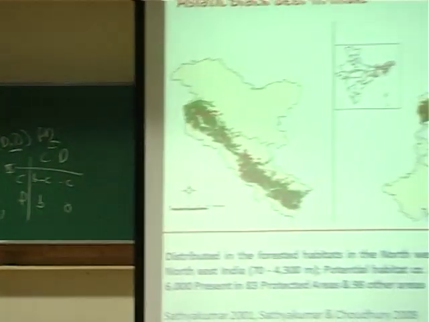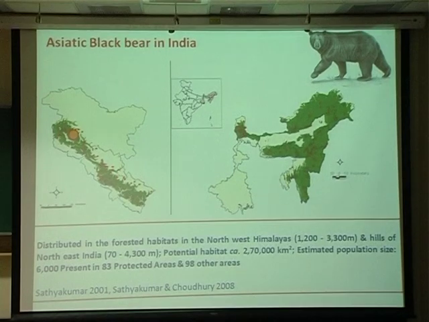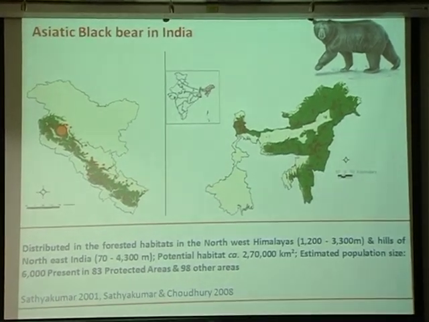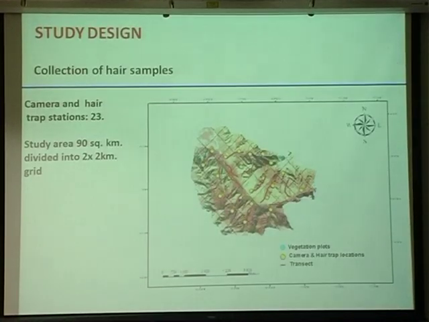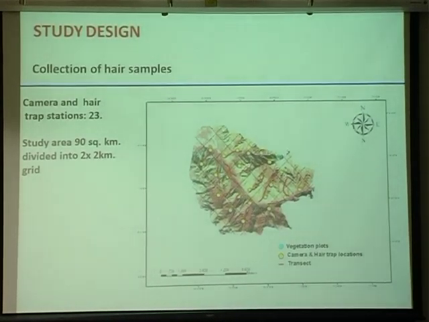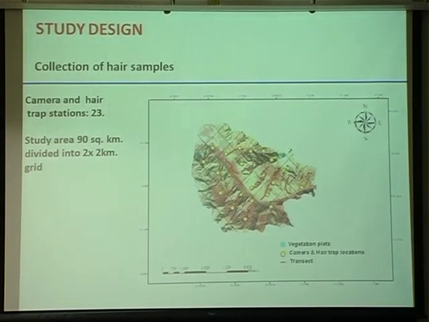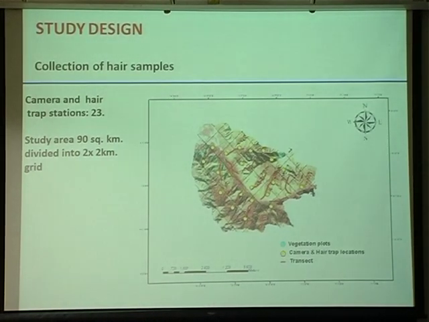Bears are largely distributed in the northwest Himalayas and the hills of northeastern India, and I worked in an area in the Kashmir Valley called Dachigam National Park, in the state of Jammu and Kashmir. This was my study area. It is around 100 square kilometers, which we divided with a grid of 2 by 2 kilometers, and we put up some hair trap stations.